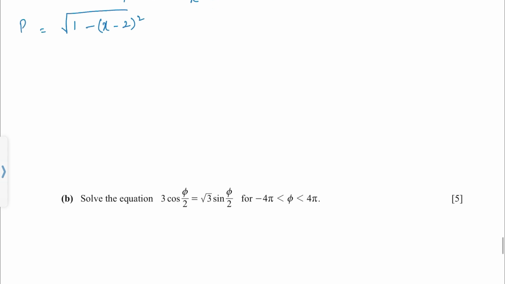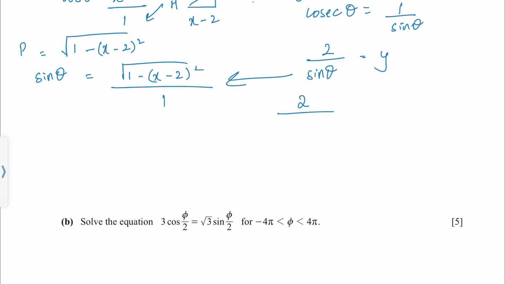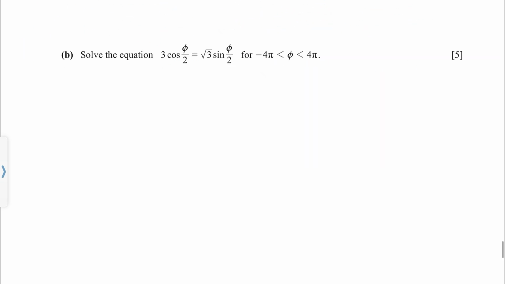This would be our perpendicular's length. So sine theta would be root of 1 minus (x minus 2) whole squared over 1. Now solving this, 2 cosec theta is equal to 2 over sine theta, which is equal to y. We have sine theta, so 2 over root of 1 minus (x minus 2) whole squared is equal to y. So this is our final answer.